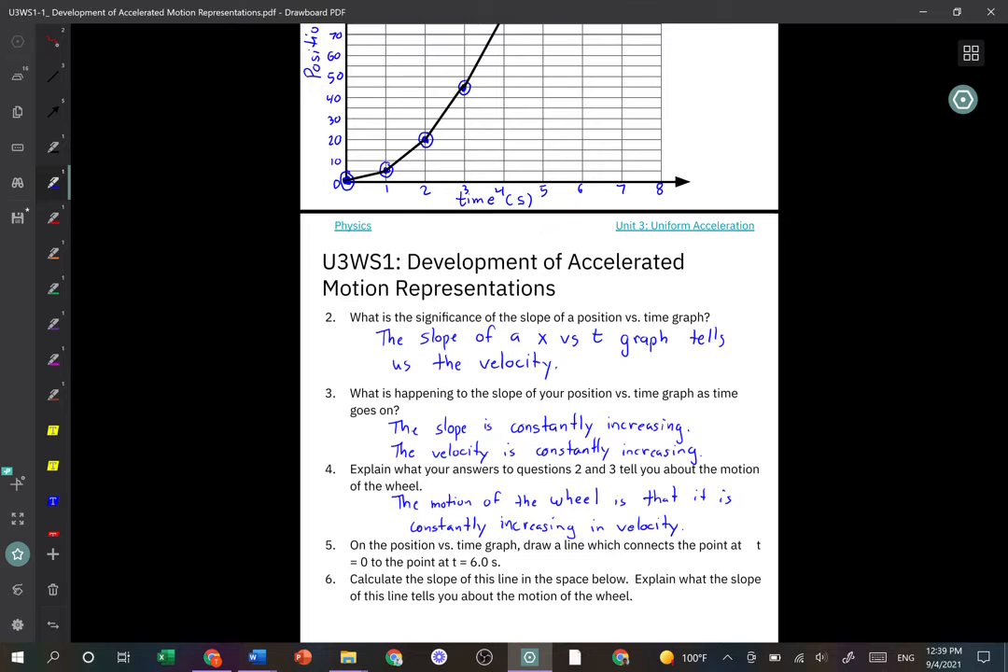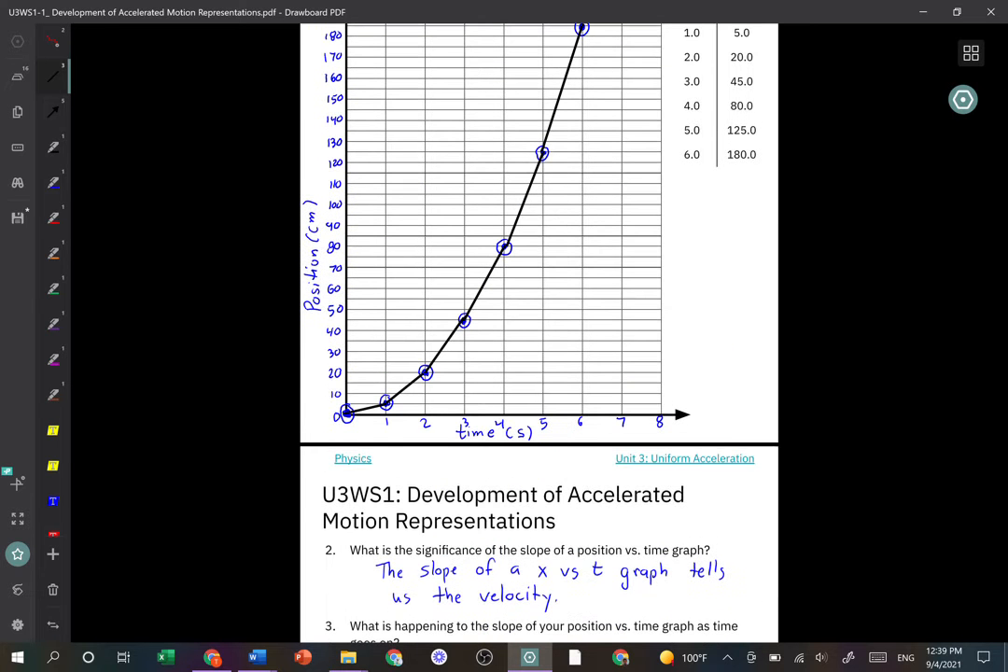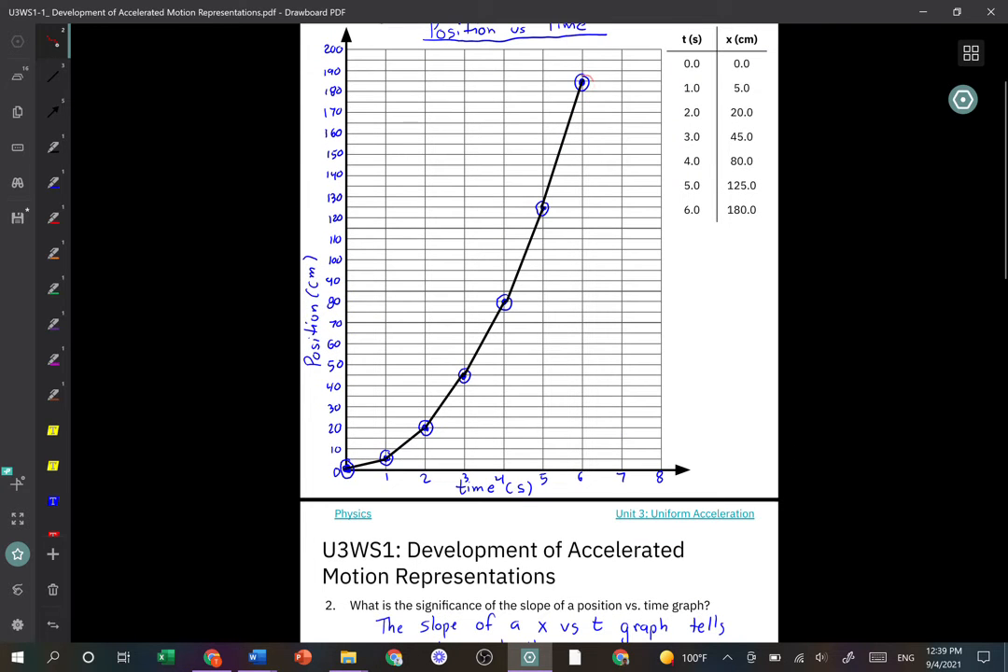So, for question number 5, on the position versus time graph, draw a line which connects the point at a time of 0 seconds to a time of 6 seconds. Now this is where we will need to revisit our graph. We're drawing a line from the point at time 0 and the point at time 6. So time 0 is going to be right here. Time 6 is going to be up here. So if I have a single line connecting these, that's what the line would look like.